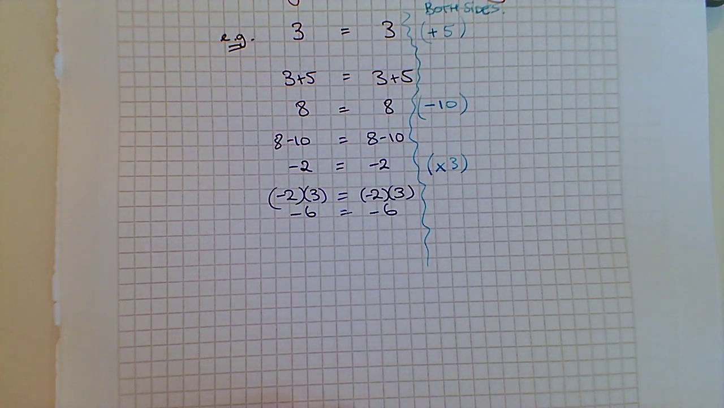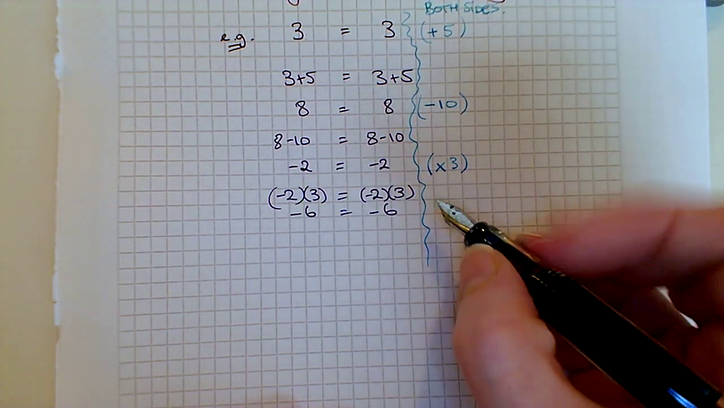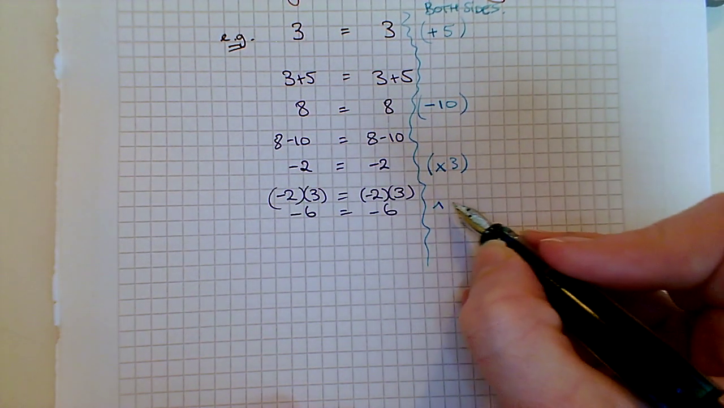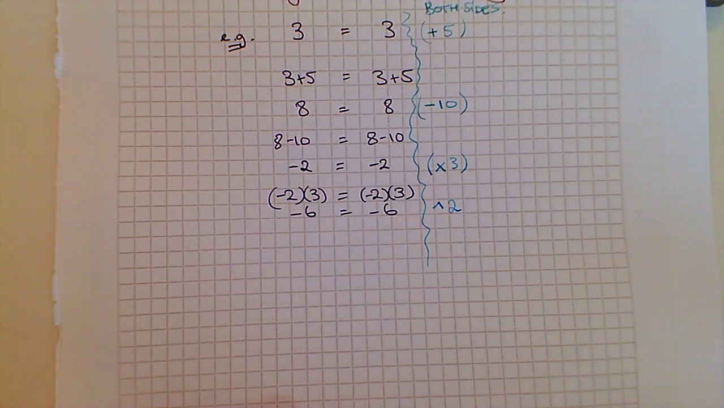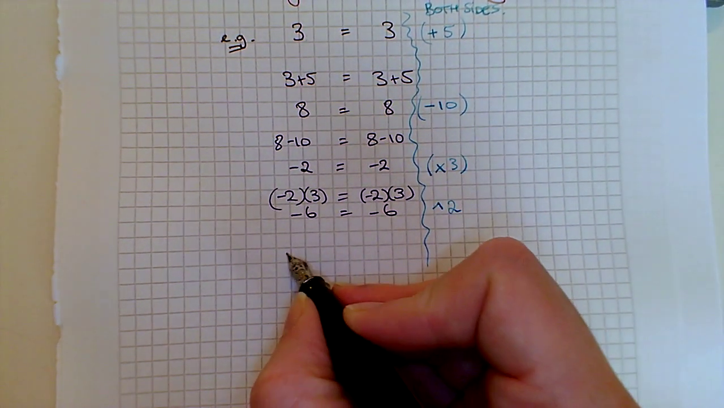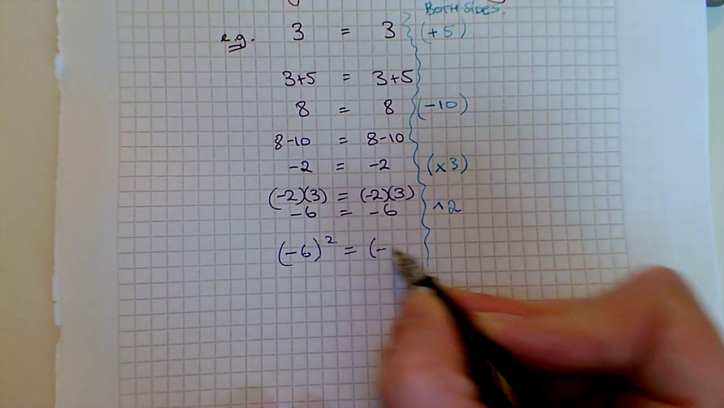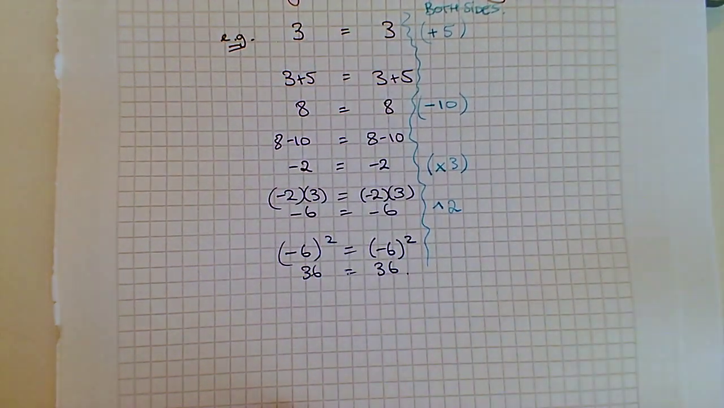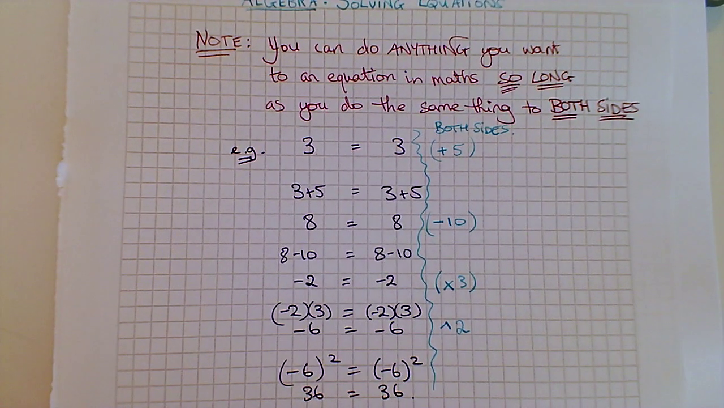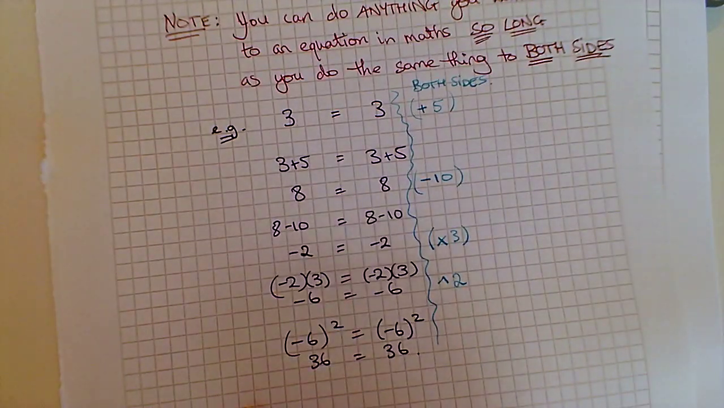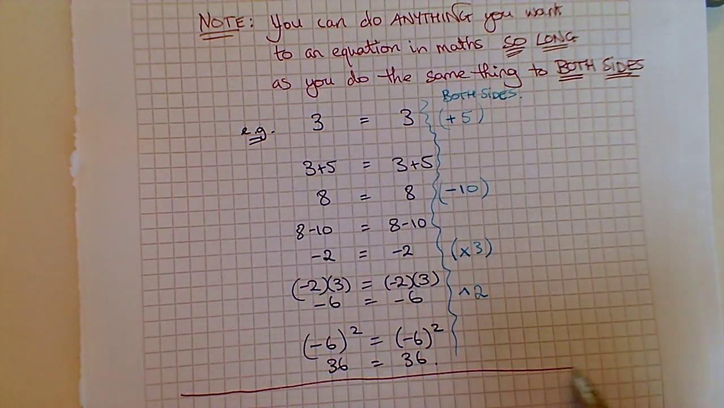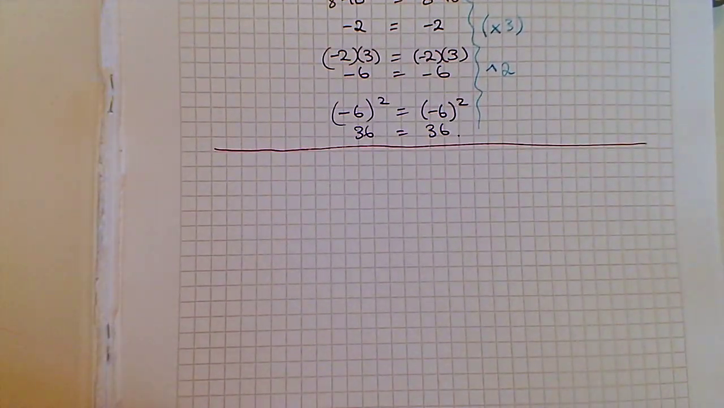I can raise them to a power. This is the little symbol for raising something to a power. What if I raise them to a power of, I want something I can do in my head, so I'm only going to raise them to a power of 2. So if I've got minus 6 to the power of 2, is that equal to minus 6 to the power of 2? Well, it is, obviously. 36 is equal to 36. So you can see there, we can do anything we want to an equation so long as we do the same thing to both sides. That seems so obvious when we do it with numbers that it nearly feels pointless to write it down.